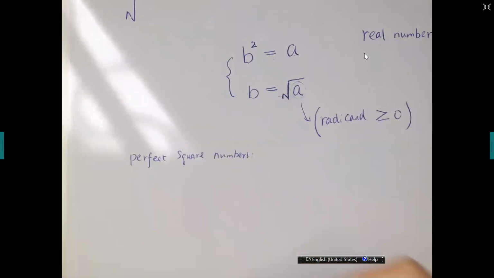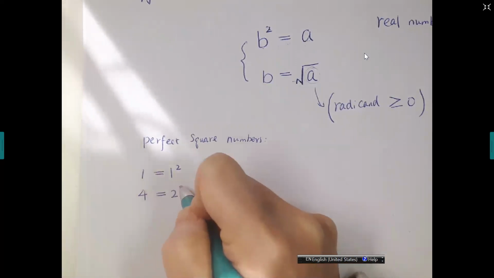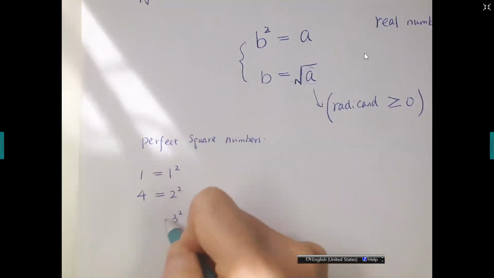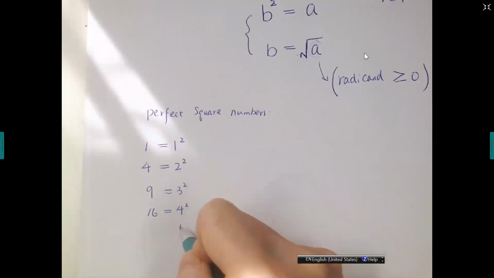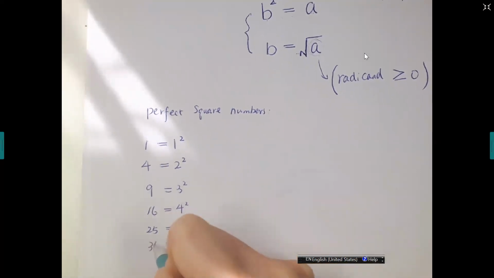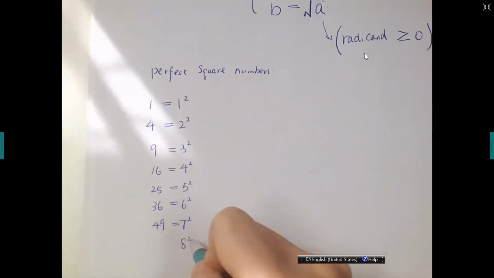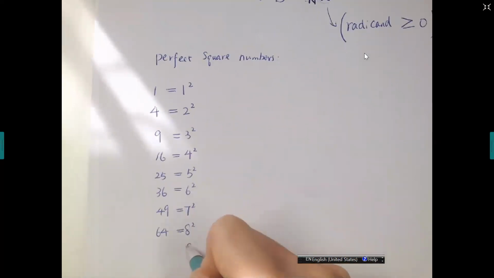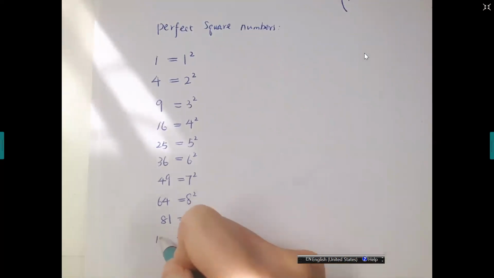Okay, so I want you to see number 1. 1 equals 1 squared. And another special number is 4. 4 equals 2 squared. Then also 3 squared equals 9. 4 squared equals 16. 5 squared equals 25. 6 squared equals 36. 7 squared equals 49. 8 squared equals 64. 9 squared equals 81, and 10 squared equals 100.